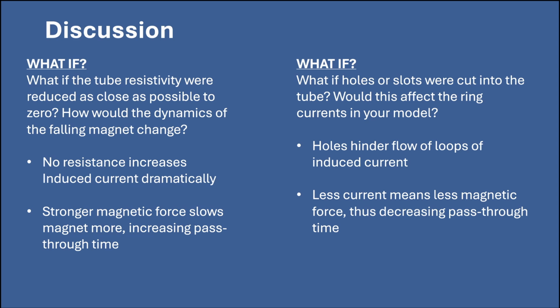What if holes or slots were cut into the tube? Would this affect the ring currents in your model? Here, the holes and slots in the tube would hinder the ability of induced currents to travel in closed loops around the tube, thus resulting in fewer eddy currents and less magnetic force on the magnet to slow descent, decreasing the pass-through time.